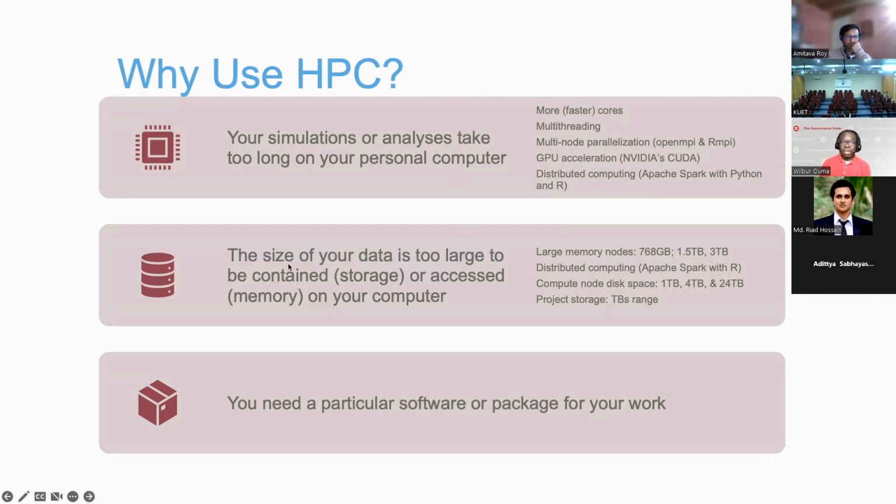The second reason you might consider using HPC is that your data is too large to be contained either on the hard disk or to be accessed in memory. In that case, you can take advantage of the large memory nodes that we have. By memory, I'm talking about the random access memory, and by storage, I'll be referring to the actual physical hard drive on the machines. We have compute nodes that range from 700 GBs to as much as 3 terabytes of random access memory.